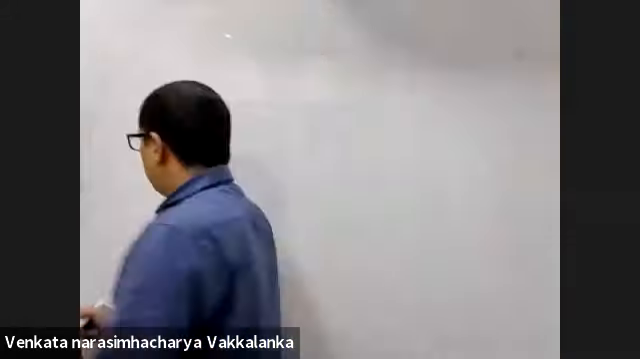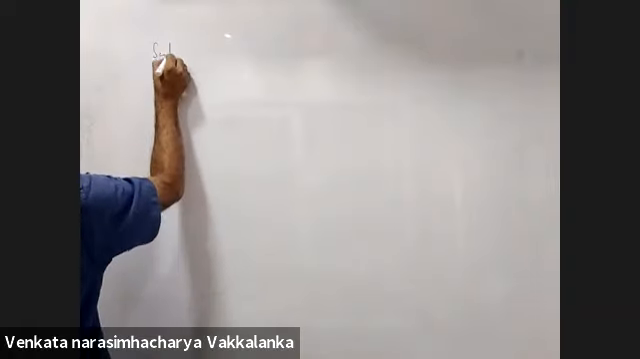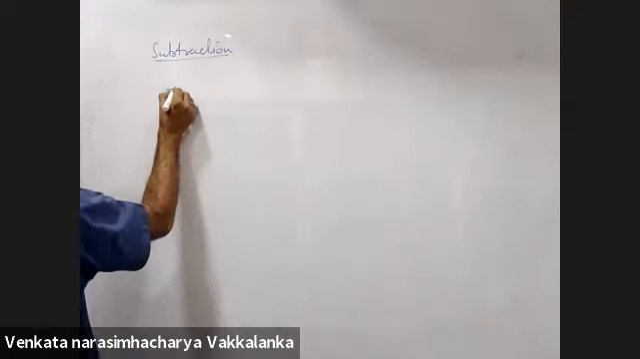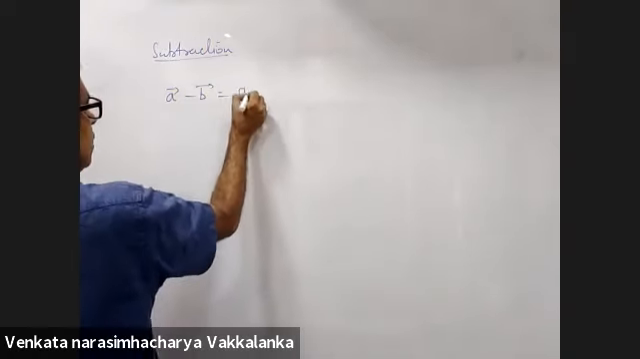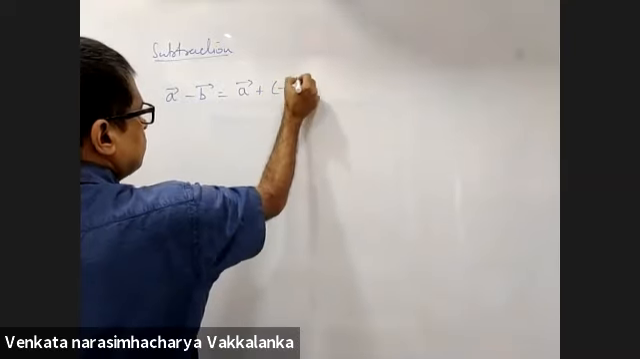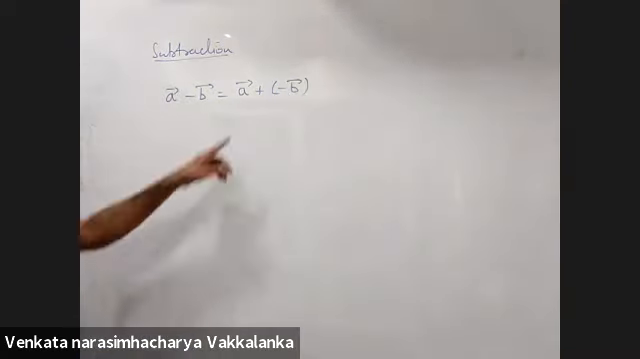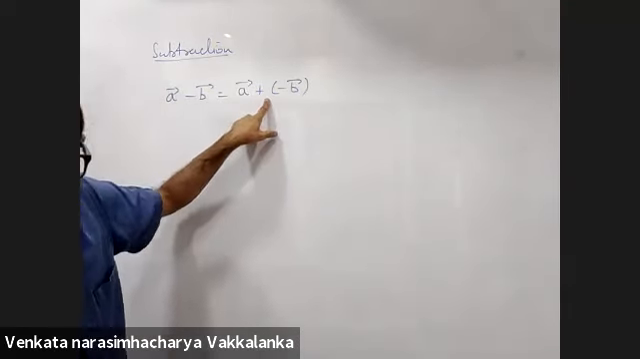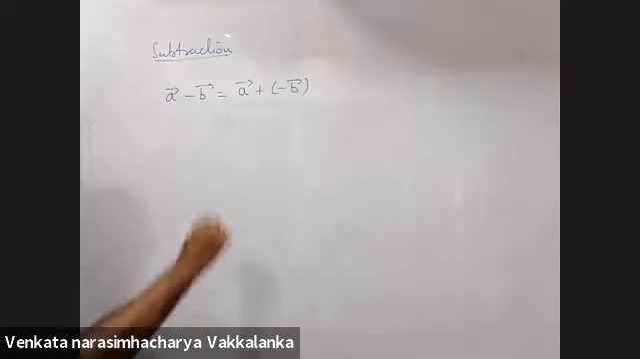Now listen. Subtraction of vectors doesn't have a separate rule. They follow the triangle law of addition. The only difference is, A minus B will be A plus of minus B. Are we okay with this? Yes, sir. A minus B, A plus of minus B.